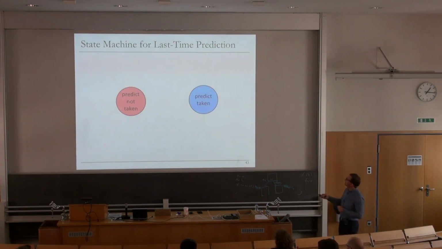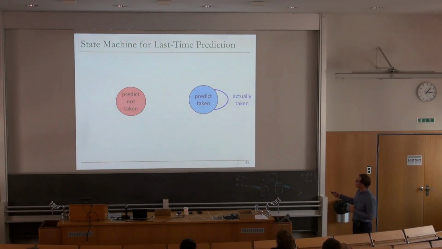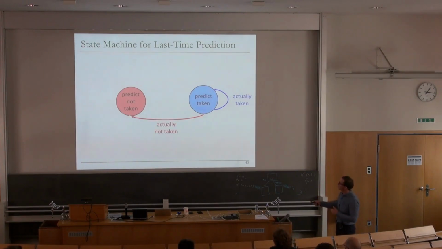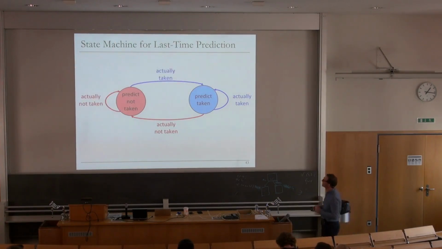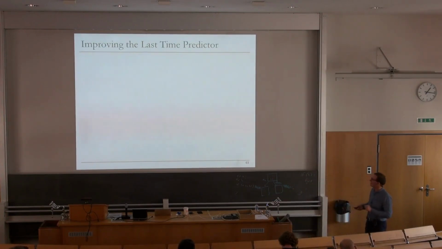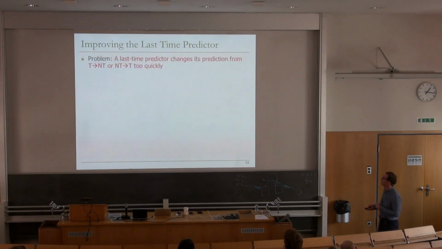So this is the state machine for last time prediction. You predict, okay, this is the last time it went taken, and you predict taken if you're in this state. And if it's actually taken, you stay in this state. If it's actually not taken, you go to this state, and the next instance of the branch you predict not taken, and this is the state machine. It's obvious, hopefully. But we're going to build a state machine for a 2-bit predictor to solve the problem that we're having. So how do we improve the last time predictor?